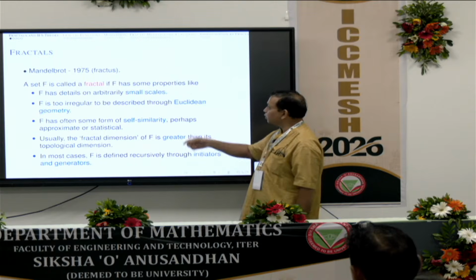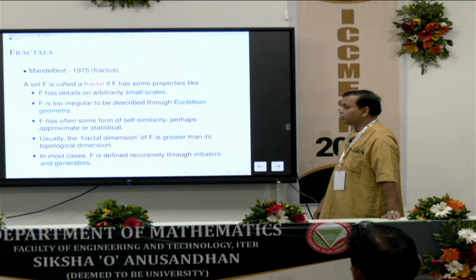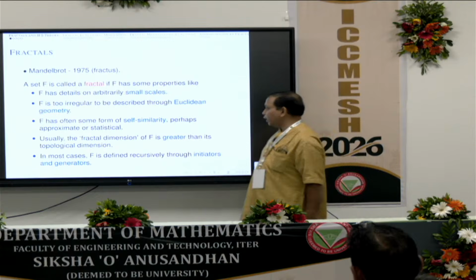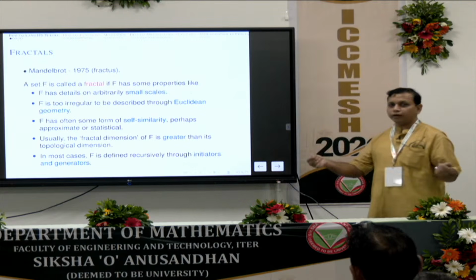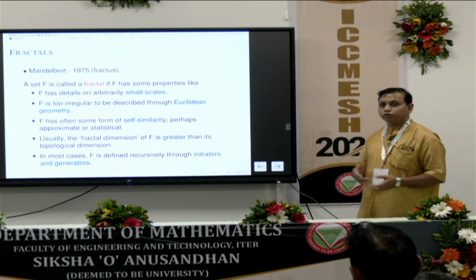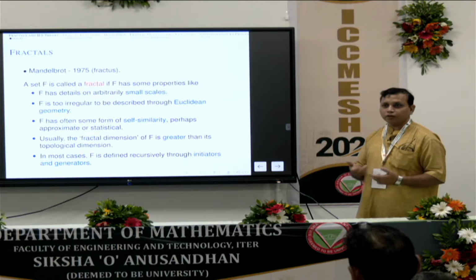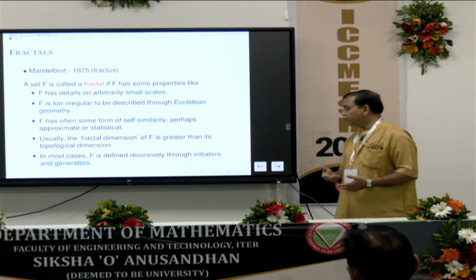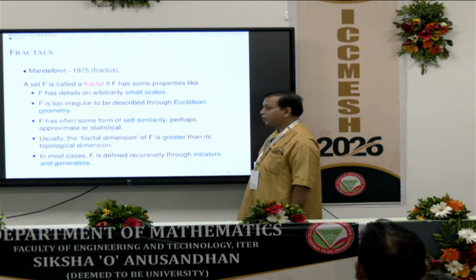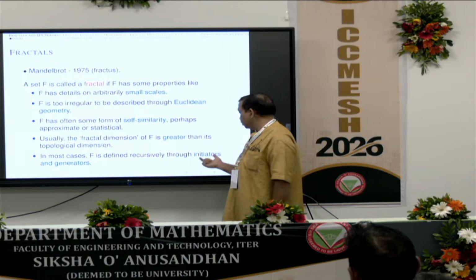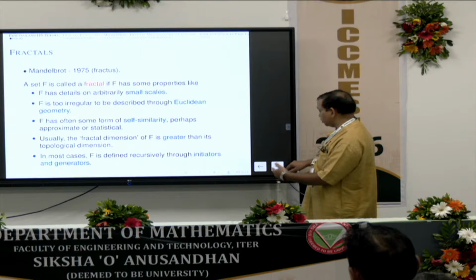I will give some pictures. F is too irregular to be described through Euclidean geometry. Sometimes it has self-similarity, which may be approximate or statistical. And the fractal dimension of F is greater than its topological dimension. A line has dimension 1, a point has dimension 0. These are the topological dimensions, but in the fractal case, if the things are very irregular, the fractal dimension is not like 1 or 0; it may be some fractional value. In most cases F is defined recursively through an initiator and a generator. You start with a simple object, you take anything, and then you apply some rule there, that is called the generator, and then you will get the fractal.